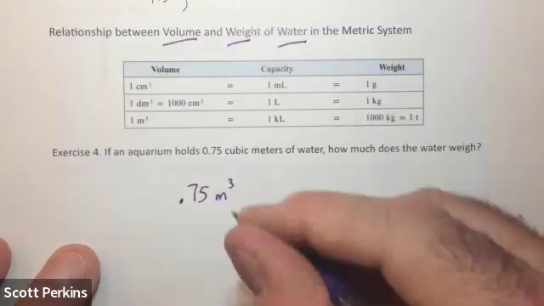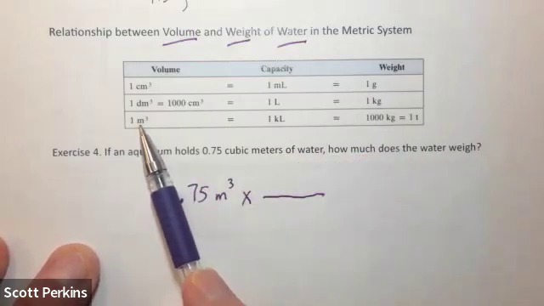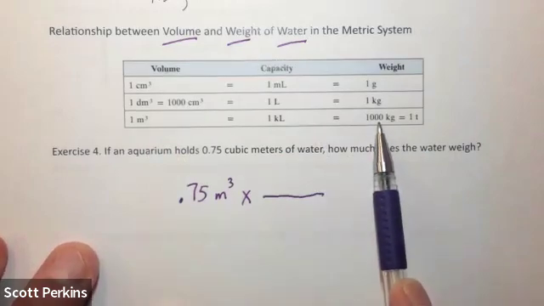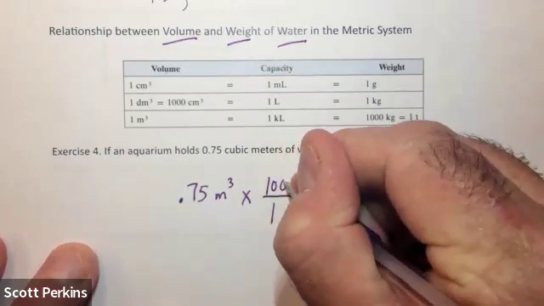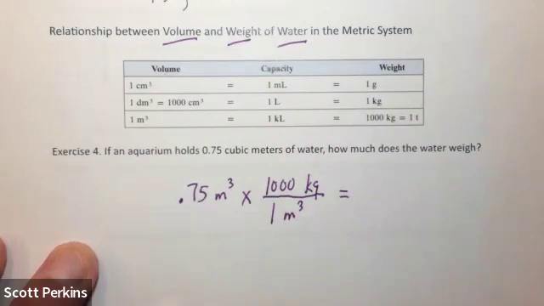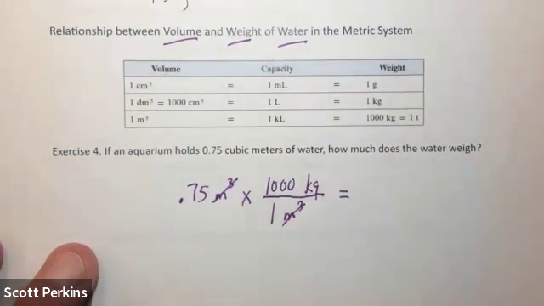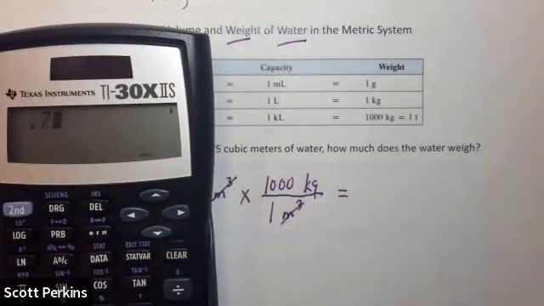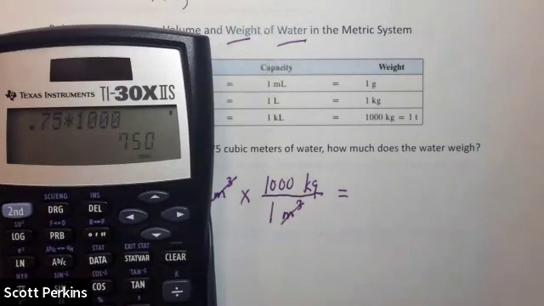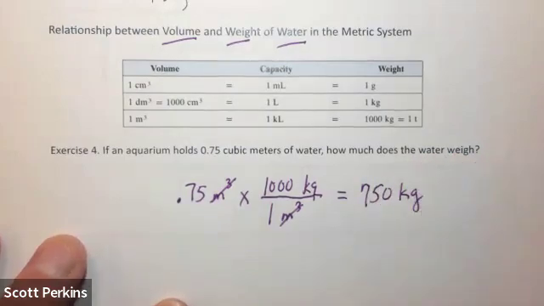Okay, welcome back to the video. We are now going to multiply by our unit conversion. Right here, 1 meter cubed is equal to 1,000 kilograms. So I am going to cross out the meters cubed. That's why I put the meters cubed in the bottom, to cancel. Now 0.75 times 1,000. You need to go to your good buddy, the calculator, and 0.75 times 1,000 is going to turn out to be 750. So we have 750 kilograms of water.